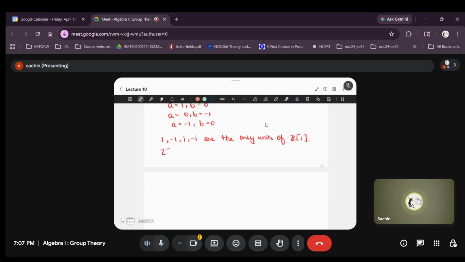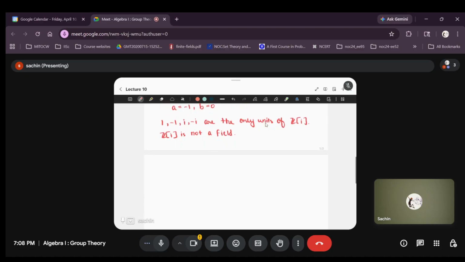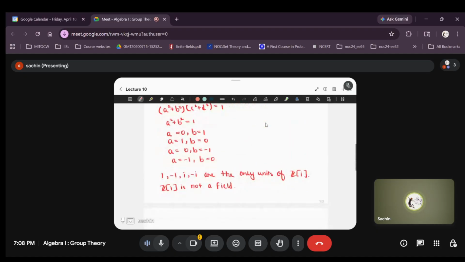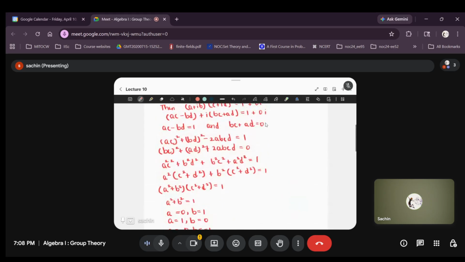This would also mean that Z of I is not a field. It is only a ring. A field is a ring in which all non-zero elements are units. We know Z of I is a ring, but the units are only these four. There are other elements in Z of I other than 1, minus 1, I, minus I. Since those are not units, it is not a field.